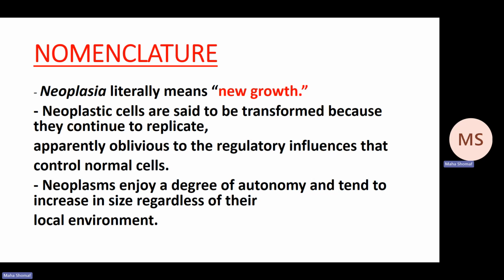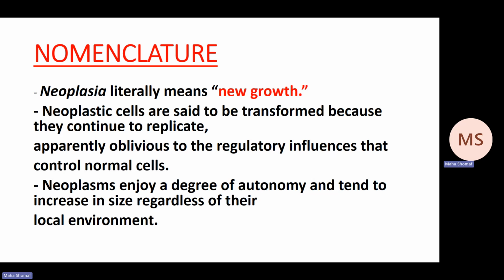First thing to know about neoplasia or neoplastic diseases is the nomenclature or the designation of different types of tumor. First, neoplasia literally means a new growth, which means that tumor cells are not present in the body unless some cells acquire some gene mutations that produce cell transformation.